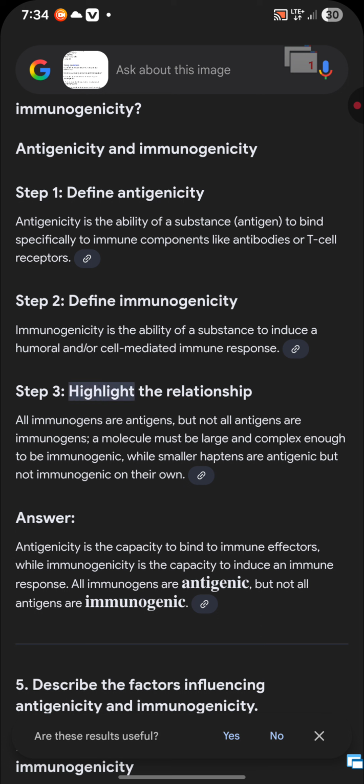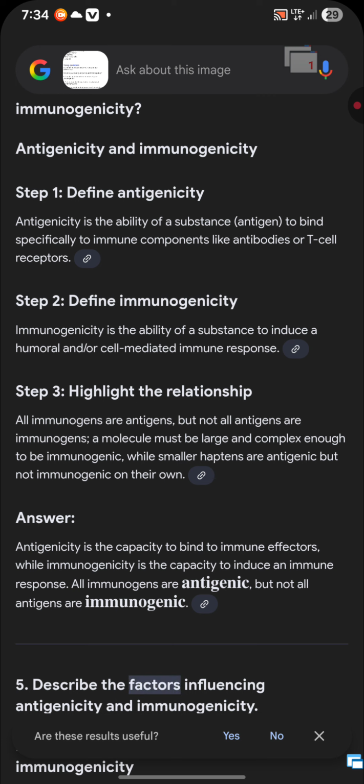Step 3. Highlight the relationship. All immunogens are antigens, but not all antigens are immunogens. A molecule must be large and complex enough to be immunogenic, while smaller haptens are antigenic but not immunogenic on their own. Answer. Antigenicity is the capacity to bind to immune effectors, while immunogenicity is the capacity to induce an immune response. All immunogens are antigenic, but not all antigens are immunogenic.